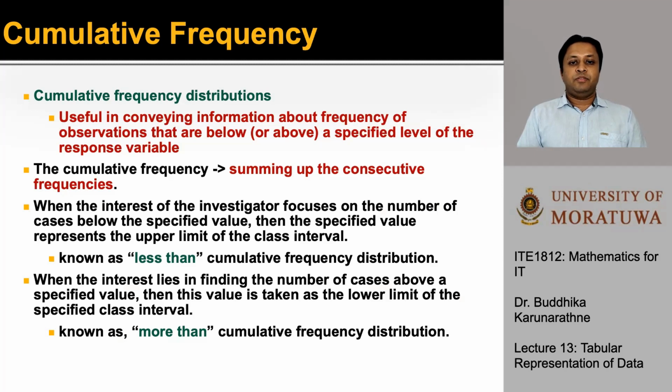When the interest of the investigator focuses on the number of cases below a specific value, then that specific value represents the upper limit of the class interval. This is also known as a less than cumulative frequency distribution. On the other hand, when the interest lies in finding the number of cases above a specific value, then this value is taken as the lower limit of the specified class interval. This is also known as a more than cumulative frequency distribution.